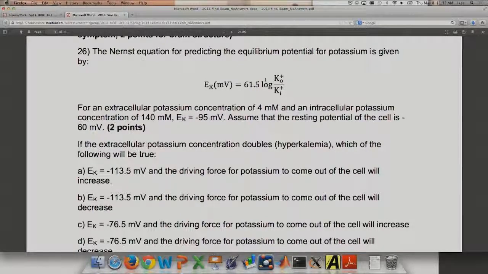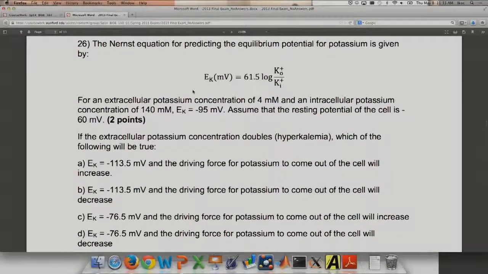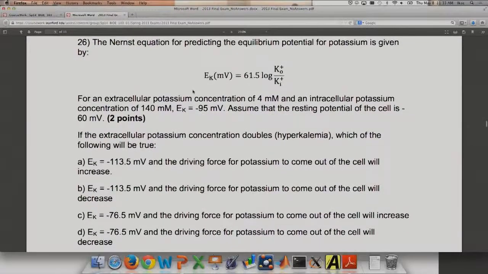The Nernst equation, this was actually one of your homework questions, and I think all of you got it right, so I don't feel like going over it again. You remember this? We just changed it to make it a homework question, so I'll skip it.